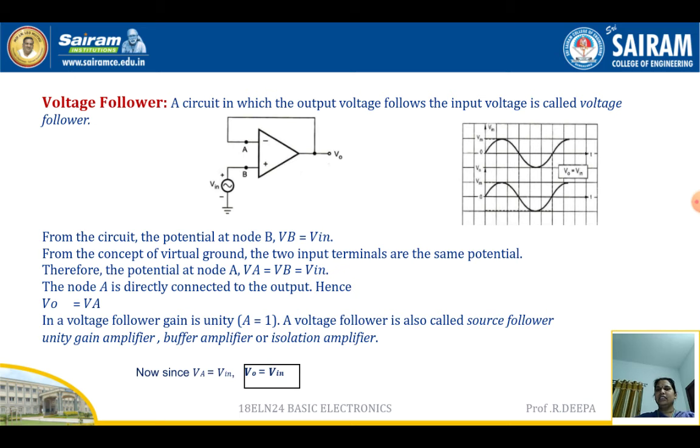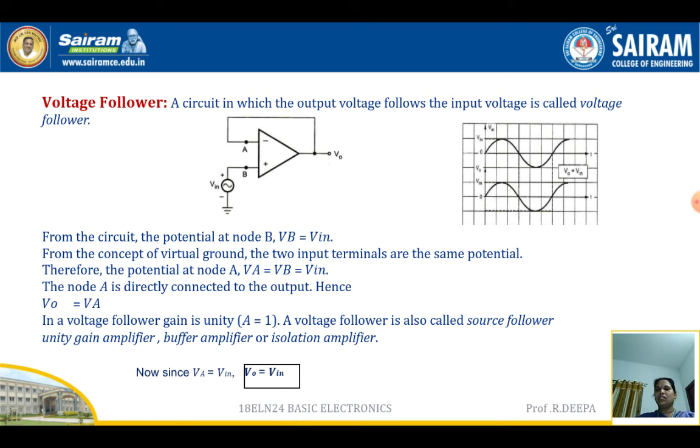As node A is directly connected to the output, I can write V0 is equal to Va. So in the voltage follower, we find that the gain is 1, that is, the gain is unity, and V0 is equal to Vin. A voltage follower can also be named a source follower, as the output is equal to Vin, or it can be named a unity gain amplifier. That is, the gain of the voltage follower circuit is 1.